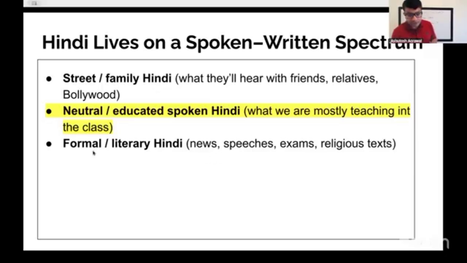Similarly, there is a track that covers the formal literary Hindi, which is used in poetry, a lot of the time in newspapers, in speeches, political speeches, in religious textbooks. It's a lot more formal. So we will strive to find a balance, and you will hear the neutral, educated spoken Hindi, basically. So what you're hearing, "kya haal hai" versus "aap kaise hain", they are in the center, basically.